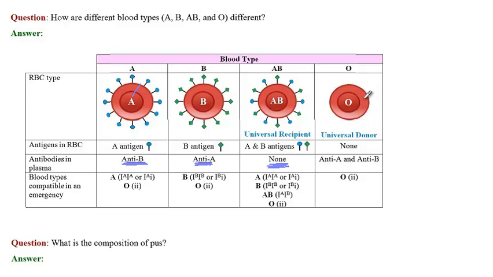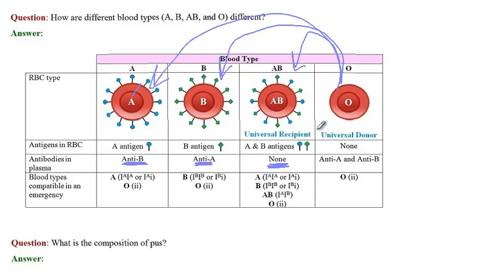So people who have blood type O can only receive blood from other individuals who have blood type O. However, since they have no antigen, they can give blood to anyone. Okay, and this is the reason that blood type O is called universal donor.